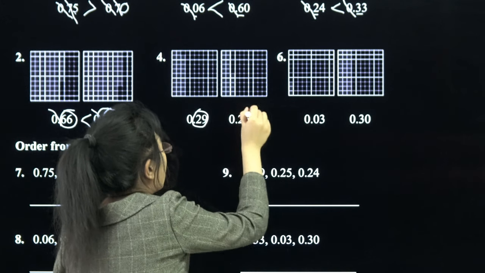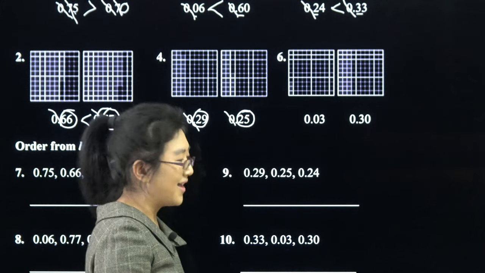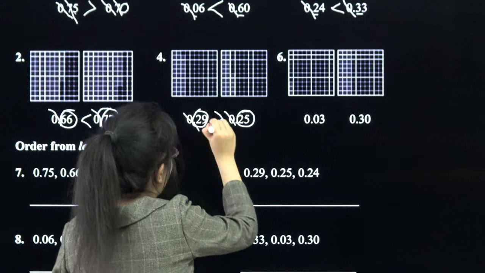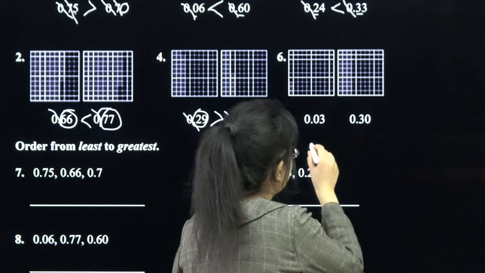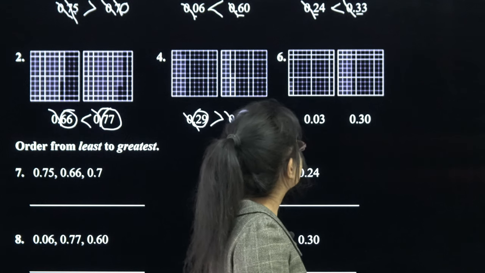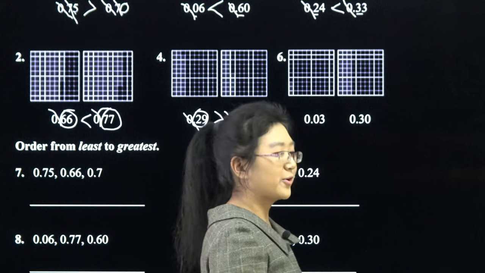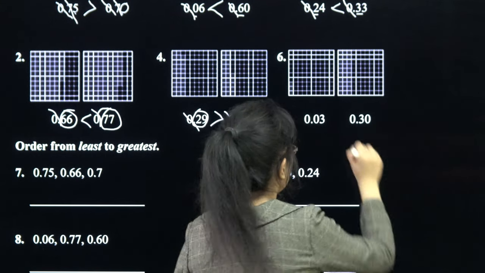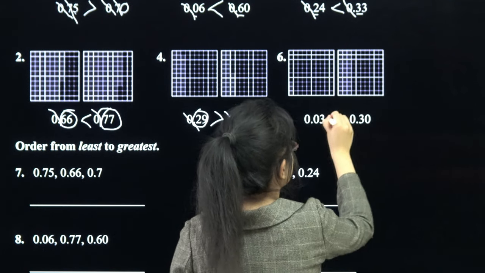Is 29 smaller than 25 because 0 is equal to 0? No, it's not. 29 is bigger than 25. So 0.29 is bigger than 0.25. What about here? 0.03 and 0.30. Well, is 3 bigger than 30? No, 30 is bigger than 3. So 0.30 is bigger than 0.03.